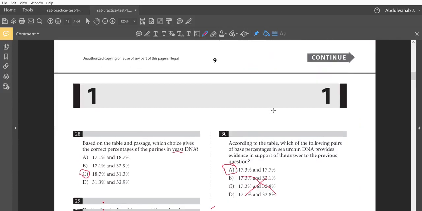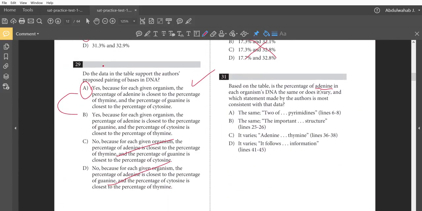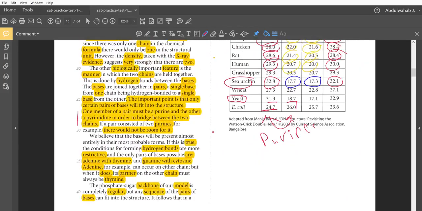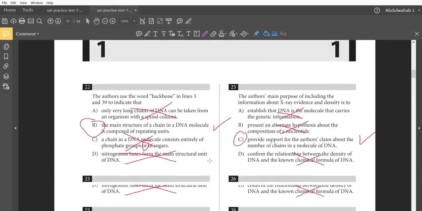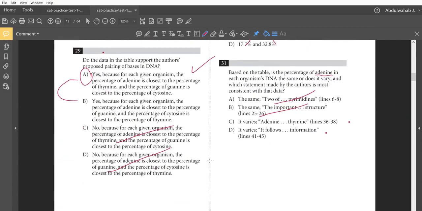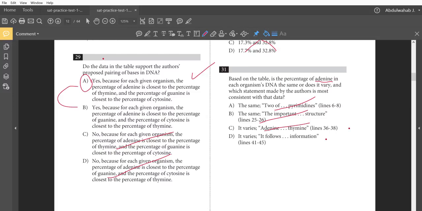Does this data agree with what the author had to say? So it varies, and we're going to cancel A and B. Now, for which reason? We need to take a look at lines 36 to 38. Adenine, for example, can occur on either chain, but when it does, its partner on the other chain must always be thymine. Now this has nothing to do with the data that's found in the diagram. So the answer is probably going to be D, but I'm going to check and see why.